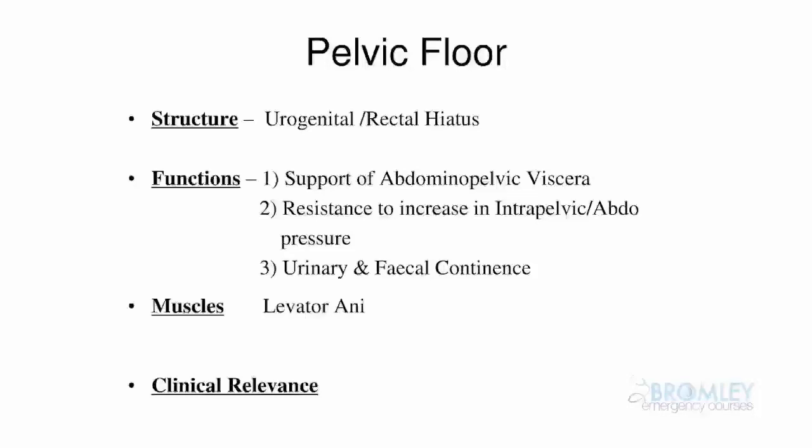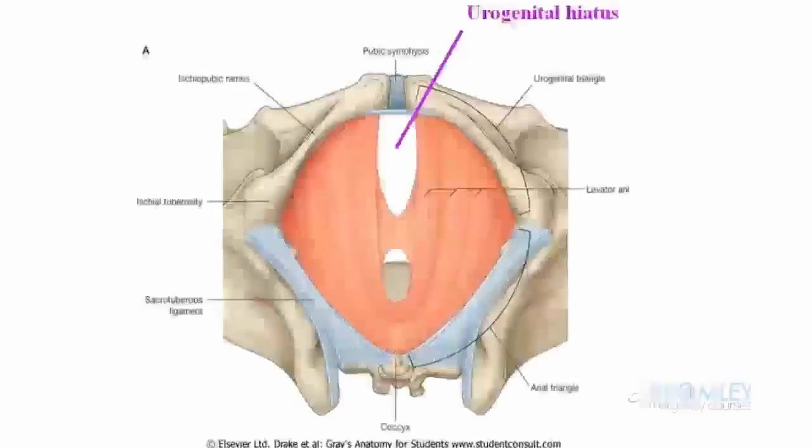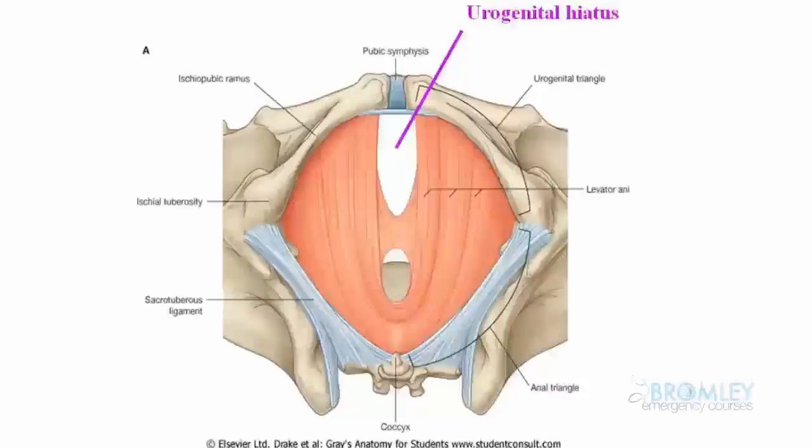So as I said, in order to allow for urination and defecation, there are a few gaps in the pelvic floor, and these two gaps are, one is the urogenital hiatus. This is the anteriorly situated opening, this part, and this allows passage of the urethra, and in females it also allows the passage of the vagina.